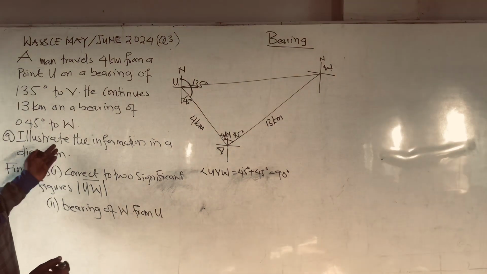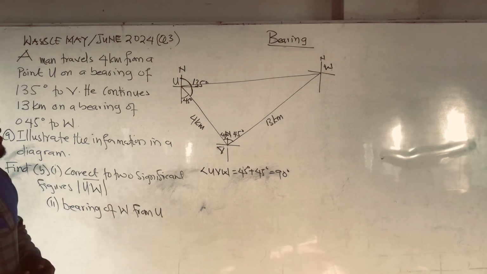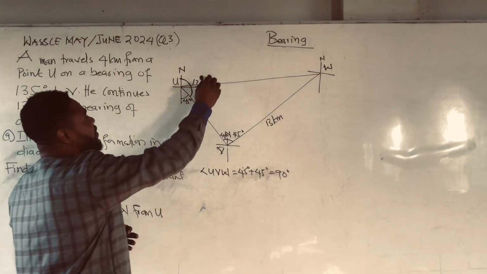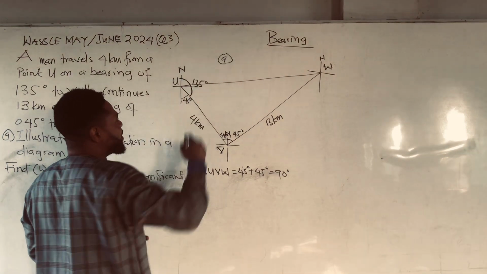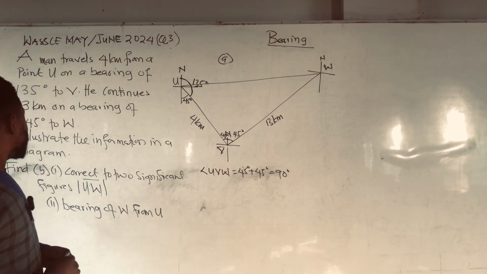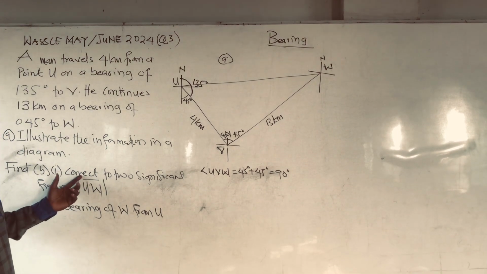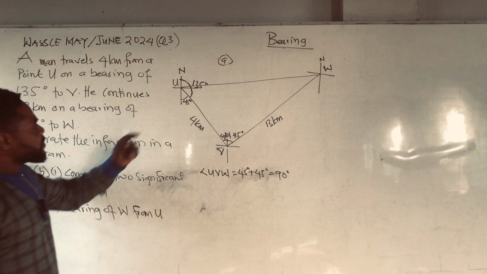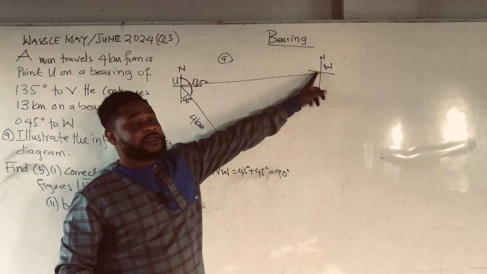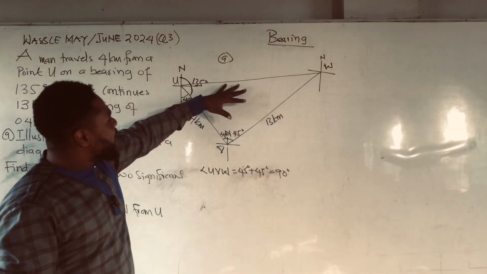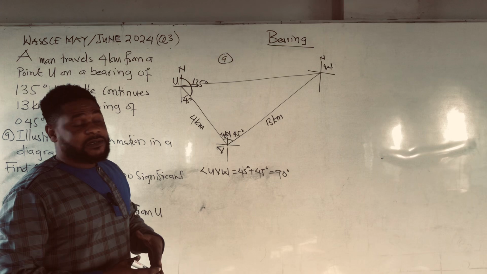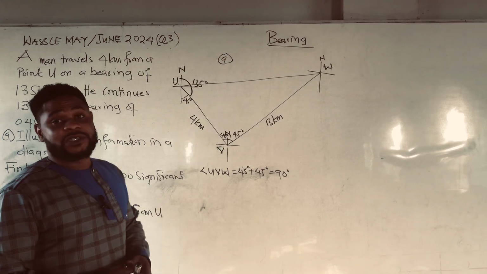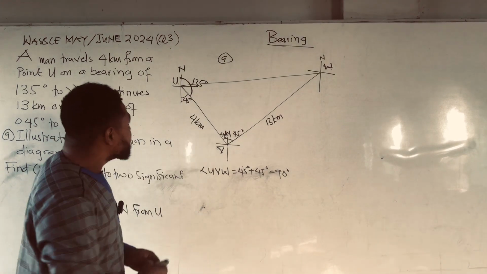Now we have been asked to illustrate the information in a diagram. So this is our part A of the question. Let's see part B. In part B, we should find, correct to two significant figures, UW. This is our U, this is our W. Since the diagram is a right angle triangle, we are going to use Pythagoras theorem to find our UW.